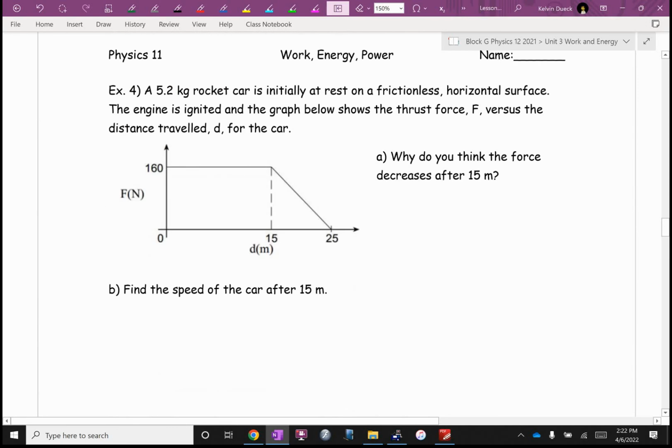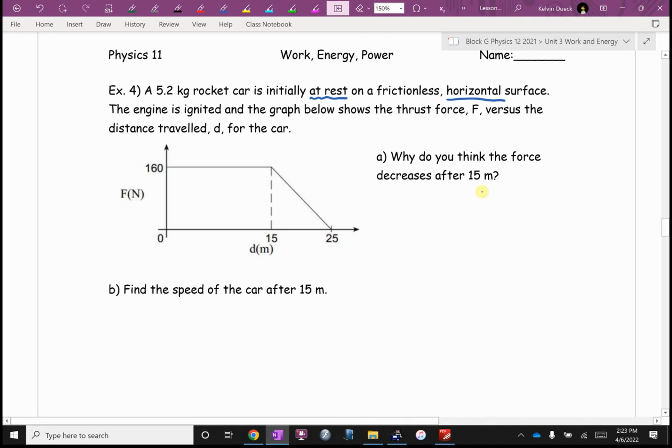Last one, I think. A rocket car is initially at rest. I would probably underline the phrase at rest, on a frictionless horizontal. So if there's a change in potential energy, it's going to be 0, bonus. The engine is ignited and the graph below shows the thrust force versus distance for the car.